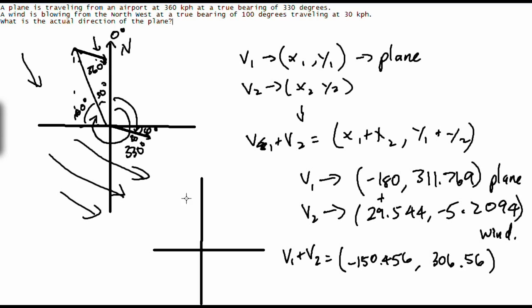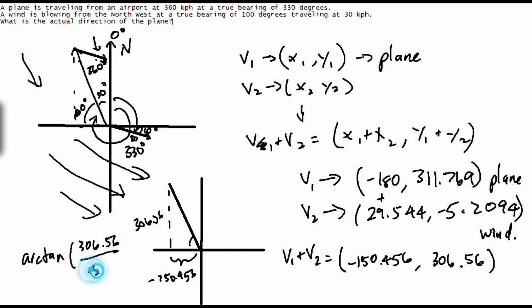So that's going to look something like this. So this is 306.56, and this is negative 150.456. And to find this angle, you just need to take the arctangent of 300, again, just some trigonometry, 150.456, and you get approximately 63.86 degrees, and that's what you get here.